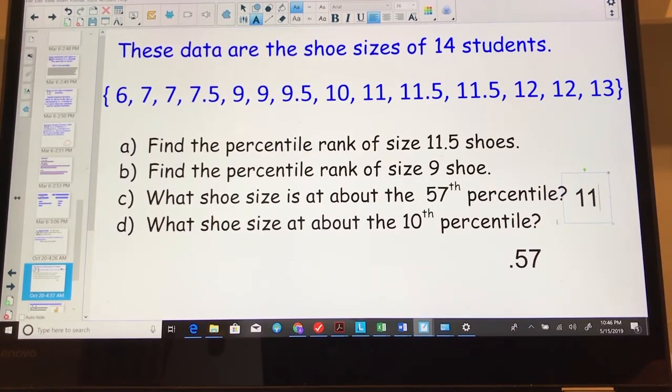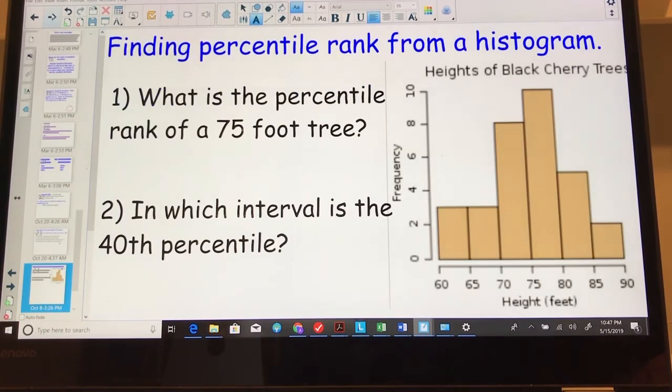And what shoe size is at about the 10th percentile? Well, if I take my 14 times 0.10, that's 1.4. That means there's 1.4 data values below. So we're going to round that to 2. So a size 7 here would be about the 10th percentile. Okay, not perfect on that one, but you get the idea.